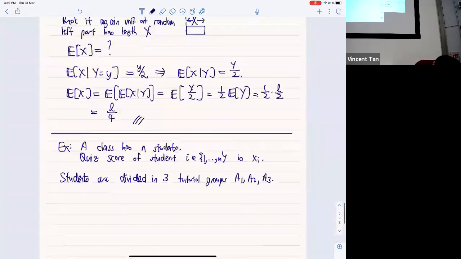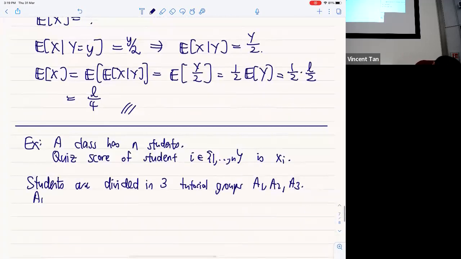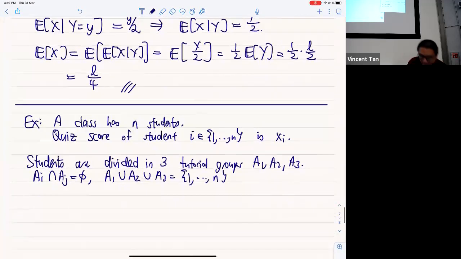So the point here is that Ai intersect Aj is empty, and A1 union A2 union A3 is the full set. That means that the A's form a partition of the class. Just like us, we have 3 tutorial groups and each one has a certain number of students. One student cannot be part of 2 tutorial groups. So that means that the tutorial groups are pairwise disjoint.